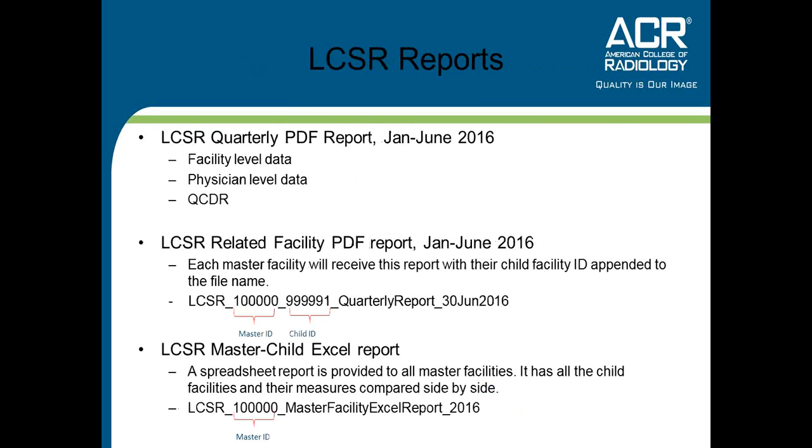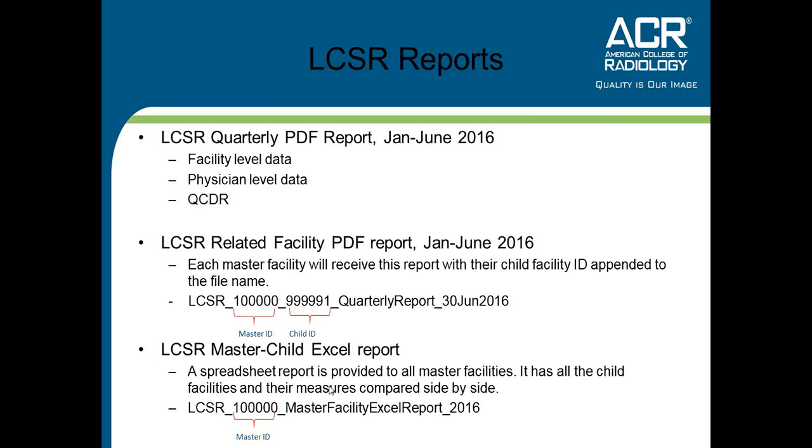Now let's have a quick overview of the LCSR reports. The first report is the quarterly PDF report. This is the report that you all would have received recently. It has the facility level data, the physician level data, and the QCDR measures. The second and third reports are available to the master facilities alone. So each master facility would have received the PDF report with the child facility ID appended to the file name. This report is an exact copy of the quarterly PDF report, and we provide this report to enable the master facility to log in once and view all their child facilities at a time.